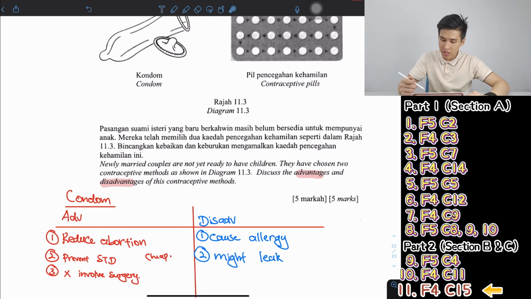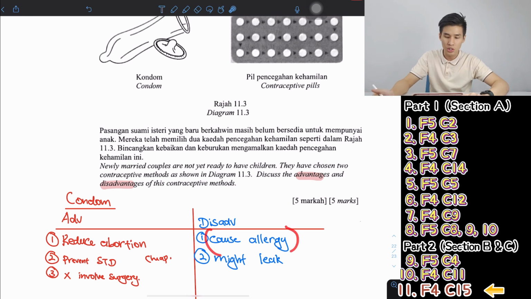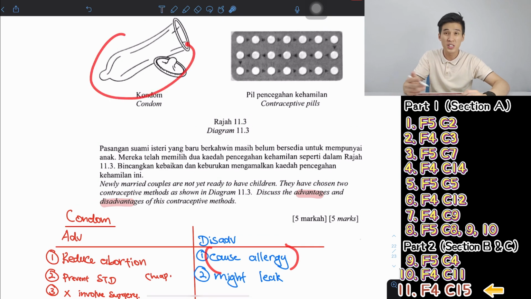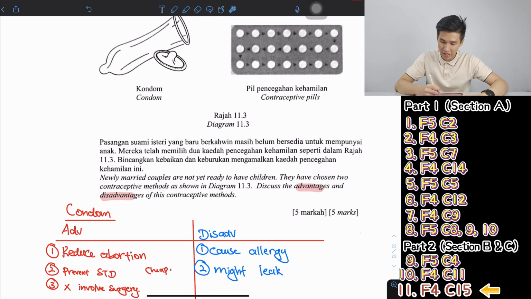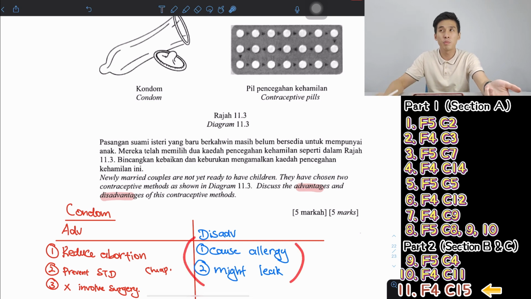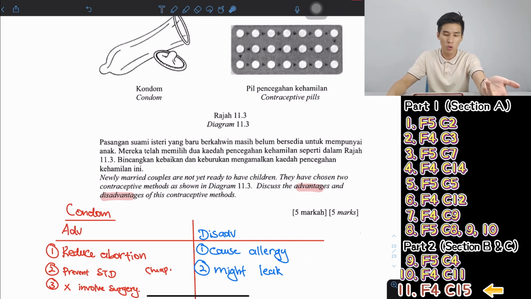And then for disadvantages, it might cause allergy. Some people with sensitive skin might find this not a very good choice. And yes, there are cases where the condom leaks. But the percentage is very low. Usually the pregnancy prevention rate is around 99%. So the condom is actually quite safe. So this leaking is a very small disadvantage.